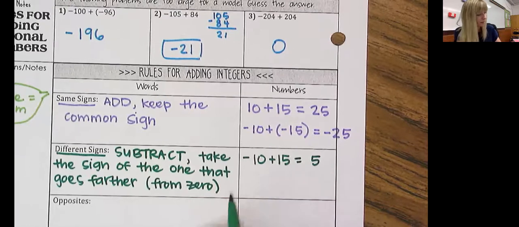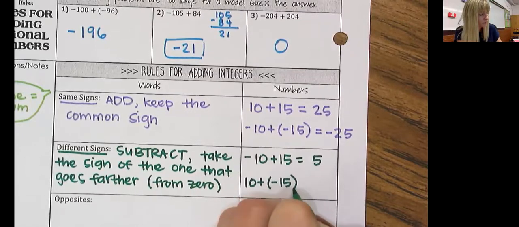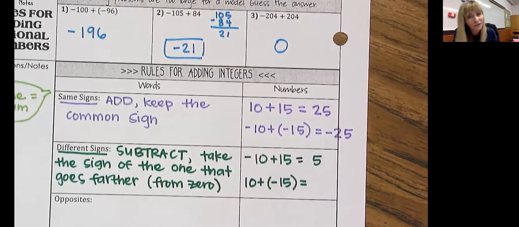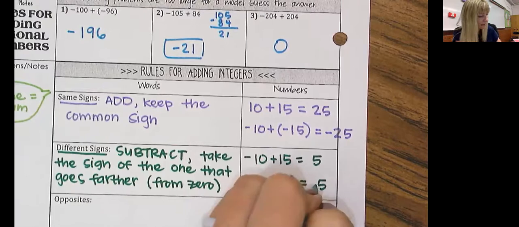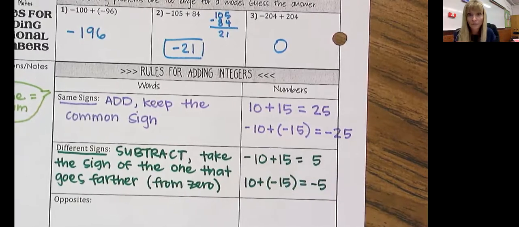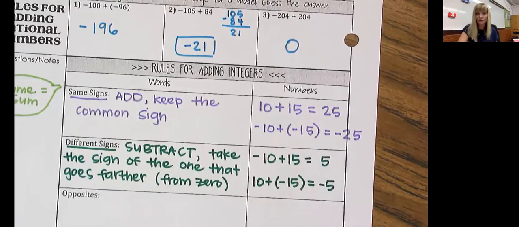Okay, so now if I switch these, watch what happens. What if I do 10 plus negative 15? We already know and have already determined that 15 is farther from 0. So I'm going to do the same subtraction. 15 minus 10 is 5, but now I'm going to take the sign of the one that goes farther. So negative 10 plus 15 is positive 5. 10 plus negative 15 is negative 5. I'm going to say this one more time. Subtract and take the sign of the one that goes farther.